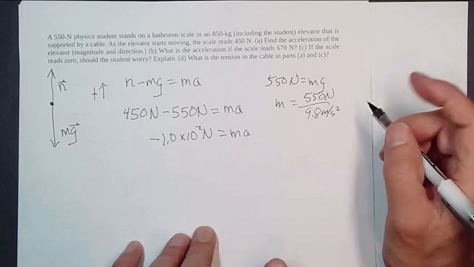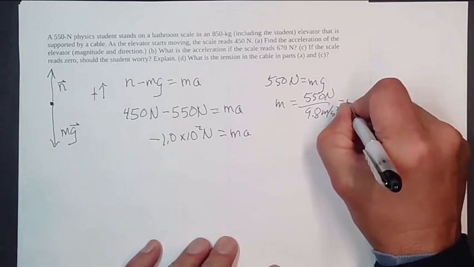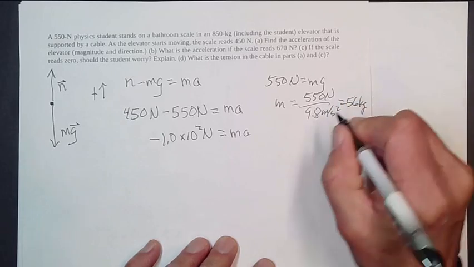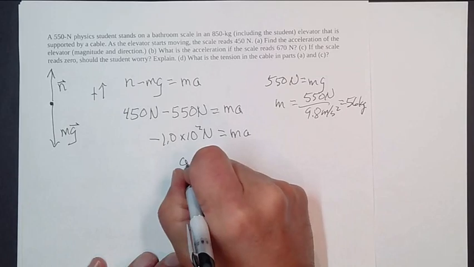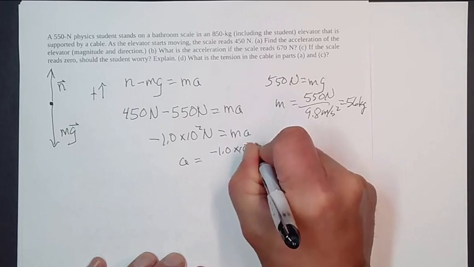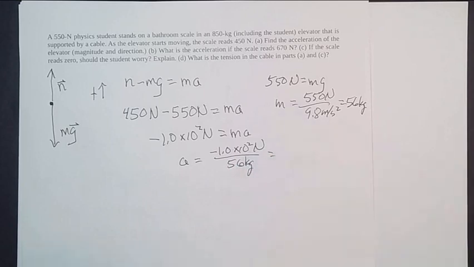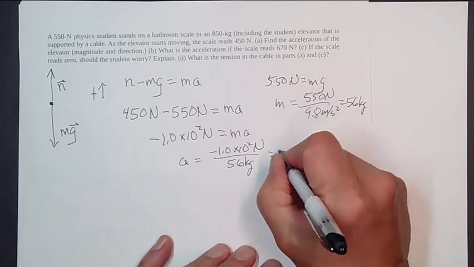Maybe I never figured that out. Guess I didn't. Okay, I get about 56 kilograms for the mass of the student. So the acceleration in this case would be minus 1.0 times 10 squared newtons divided by 56 kilograms, or about 1.8 meters per second squared.